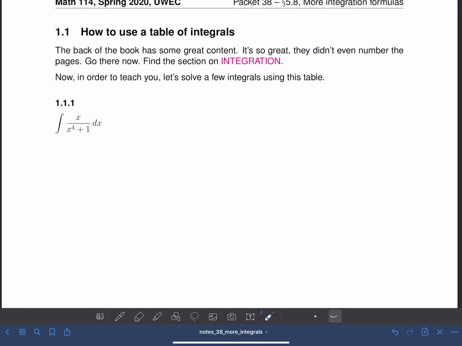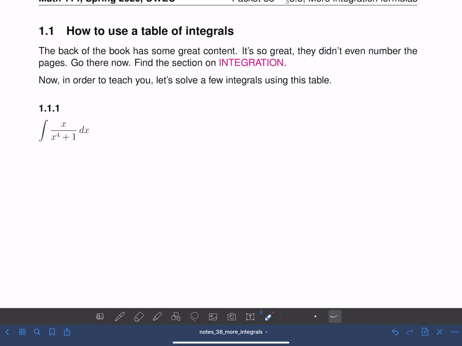I want you to go to the back of the book. This content is really awesome, and it's so great they didn't even number the pages, so I can't tell you what page number to go to. But I want you to find this section on integration in the very back of the book. It says integration in magenta. I believe I'm using the exact same color as them.